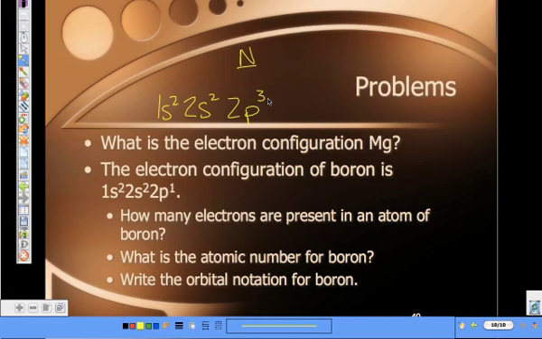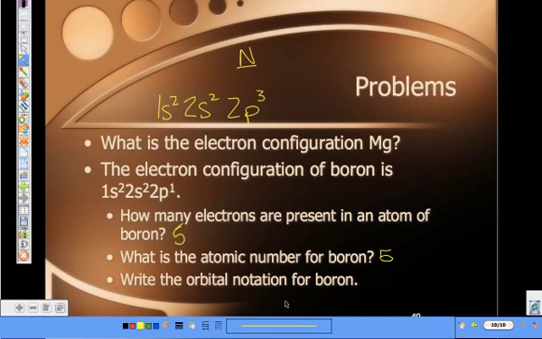Okay, well, let's look at this. The electron configuration of boron is 1s2, 2s2, 2p1. So without looking at the periodic table, how many electrons are present in an atom of boron? 5. You just add up the superscripts. 5 electrons. What's the atomic number for boron? If we have 5 electrons, we have 5 protons, and the number of protons is the atomic number, so it is 5.